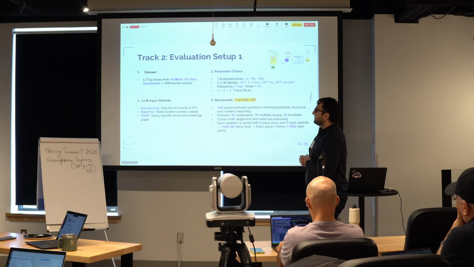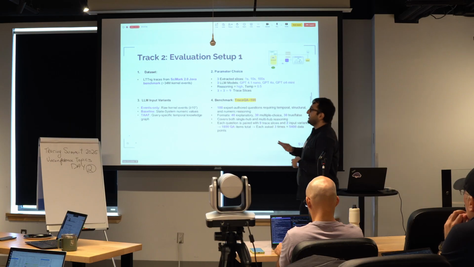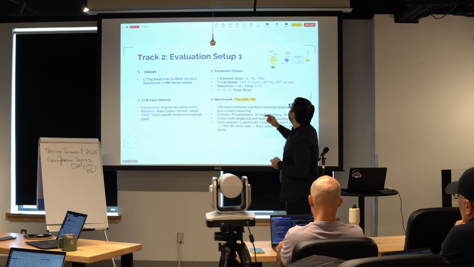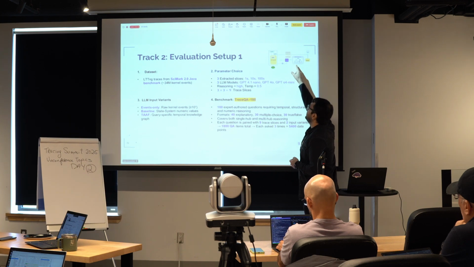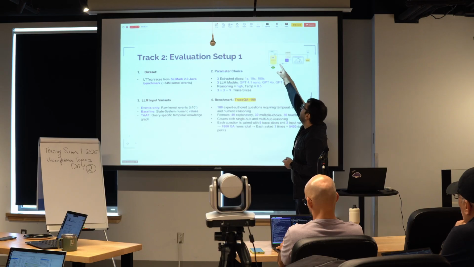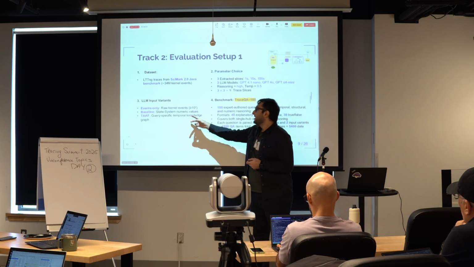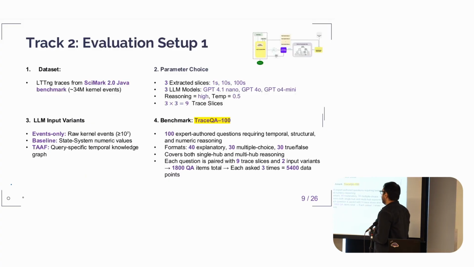We also need a baseline. As I said, a very nice baseline would be just to pass kernel events, but because this usually fails, for the baseline, when the user asks a question, I pull the information from the state system and directly pass it to the large language model. Then we add the knowledge graph builder component and create the knowledge graph as the TAAF setting. So we have 2 different input variants in the following research questions that I want to talk about.